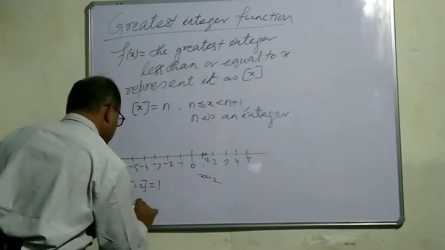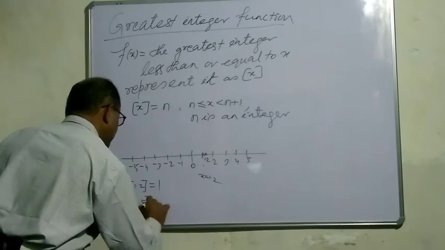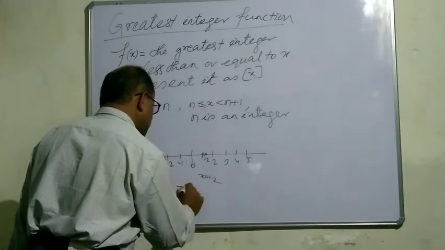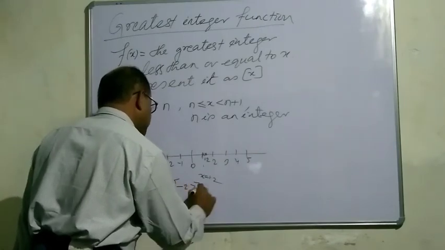What is the greatest integer value of 3.5? It will be 3. Let us come to negative numbers. Suppose -2.7. What will be its greatest integer value?